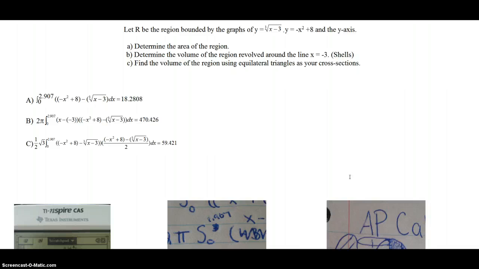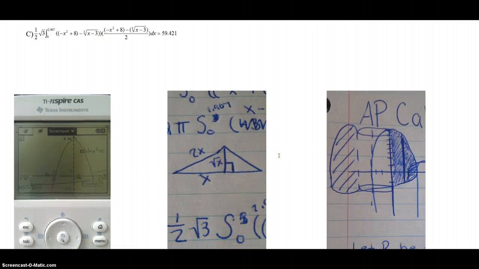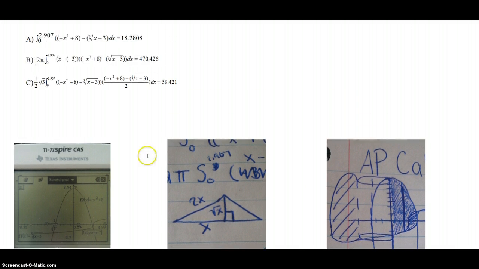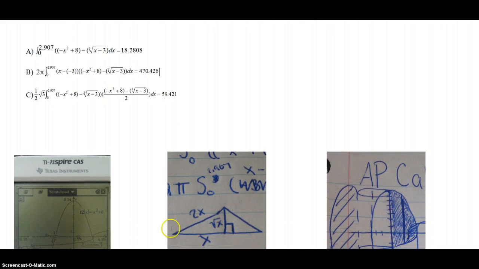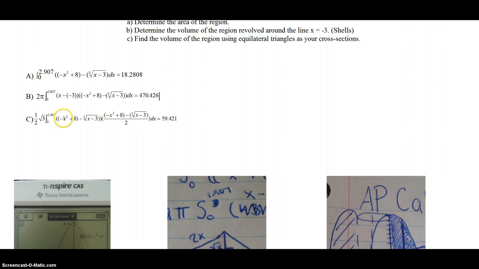So the third part of the question is to find the volume of the region using equilateral triangles as your cross sections. So to help us with this part of the problem, I have this equilateral triangle down here, which is sort of close to what it would look like. And you take the regular equation for finding the area of a triangle, which is the area equals 1/2 the base times the height, and then the base right here would be negative x squared plus 8 minus the cube root of x minus 3.